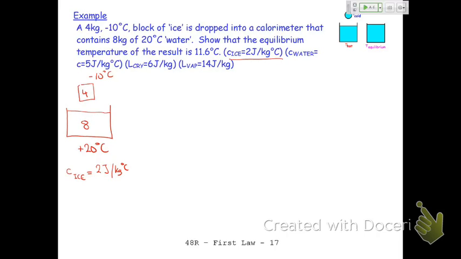And then the next thing we have is that C water is equal to 5 joules per kilogram degree C. And then we have L, which is the specific heat for crystallization, solidification, if you like, just different terms for the same thing. And that's 6 joules per kilogram. That's a latent heat, of course. And then we have the latent heat of vaporization, and that equals 14 joules per kilogram. So we're given some background information.